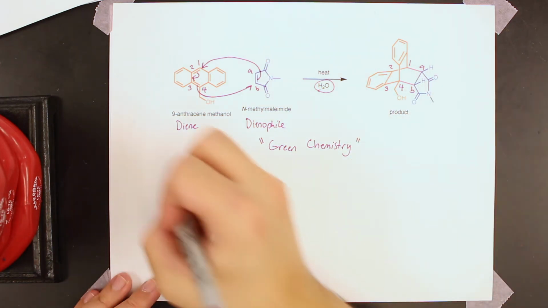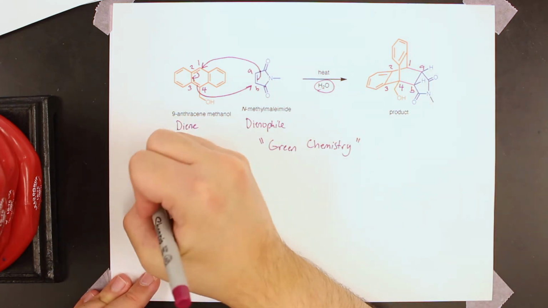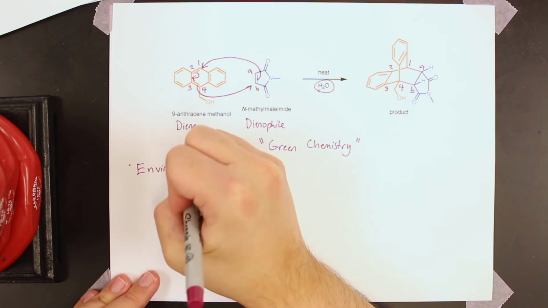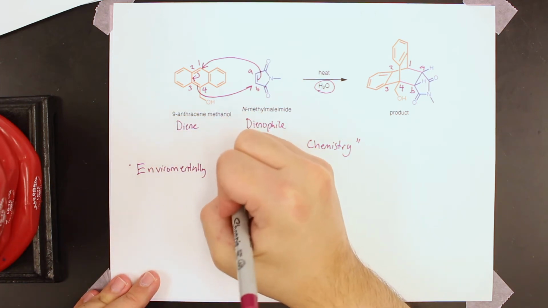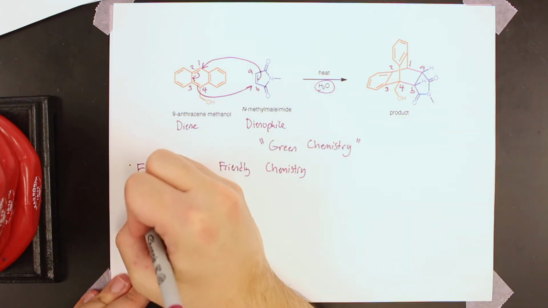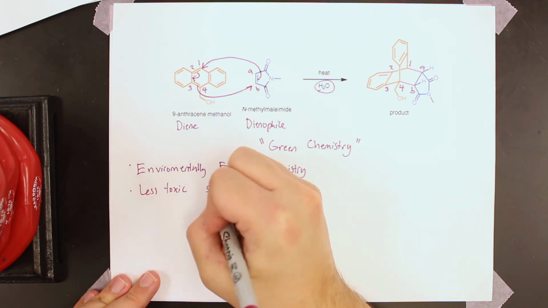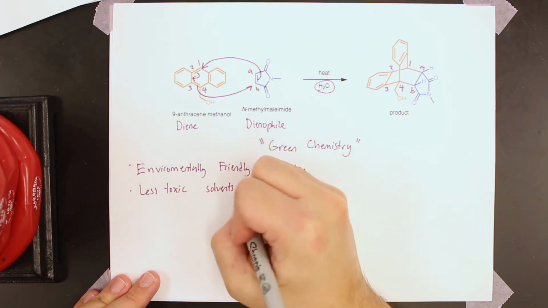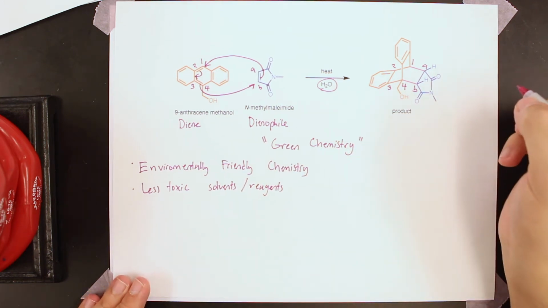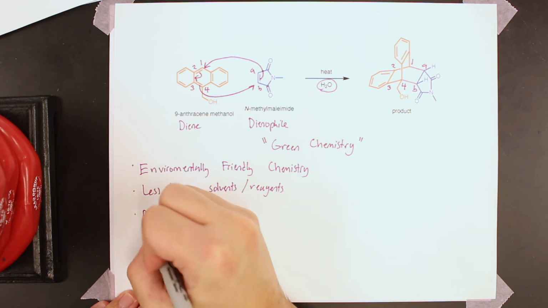So what is green chemistry? This is maybe the first time you're hearing of this term, but green chemistry is sometimes characterized as environmentally friendly chemistry. This chemistry tends to be less toxic in terms of the solvents and the reagents that it uses, and it also makes use of renewable feedstocks.